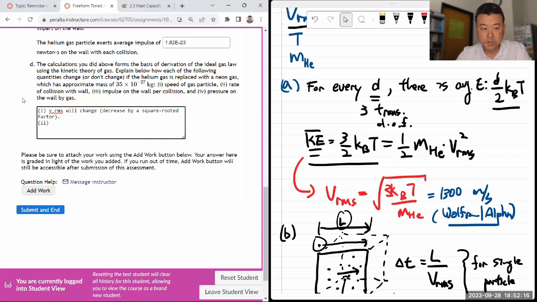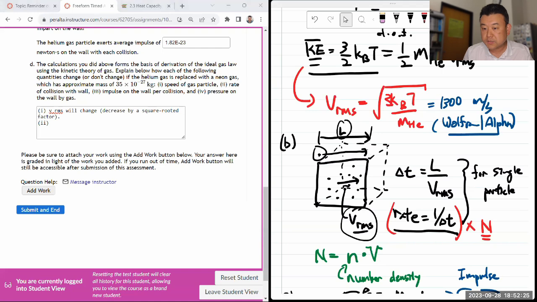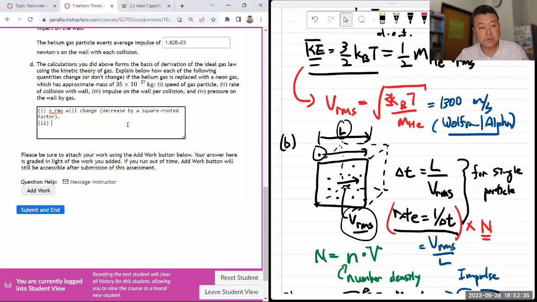So the rate of collision with the wall, I guess that'll change, because when you look at rate of collision, let me just write this out explicitly. That was VRMS over L. So if VRMS decreased, then yeah, the rate will decrease. So we'll say the rate of collision with the wall decreases by the same factor as VRMS.